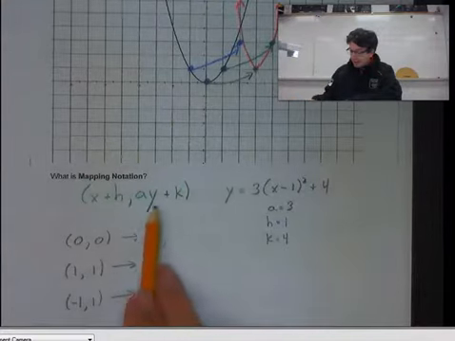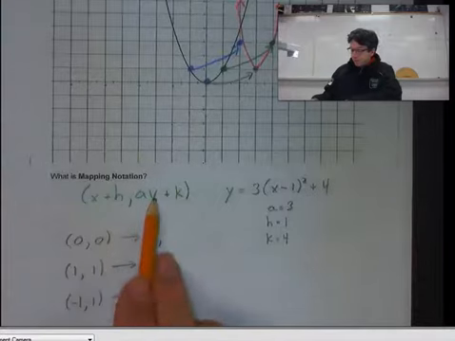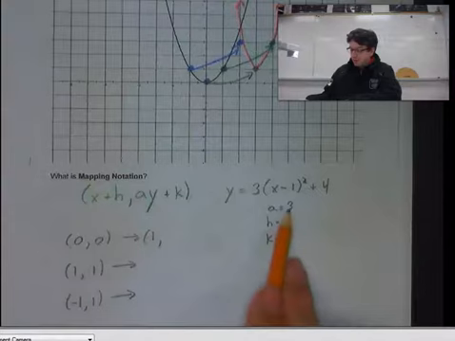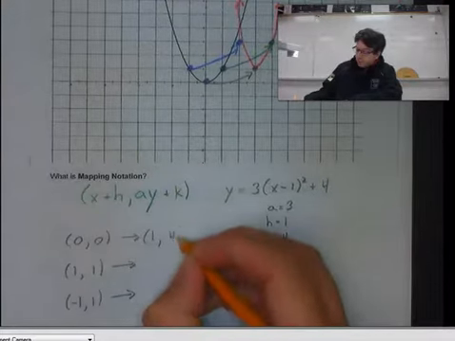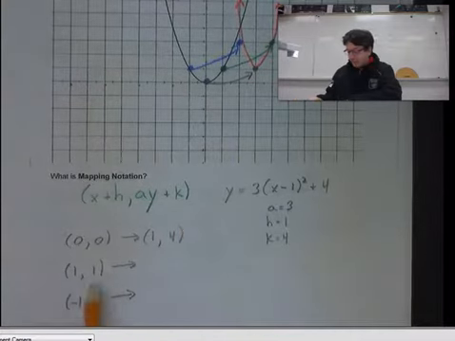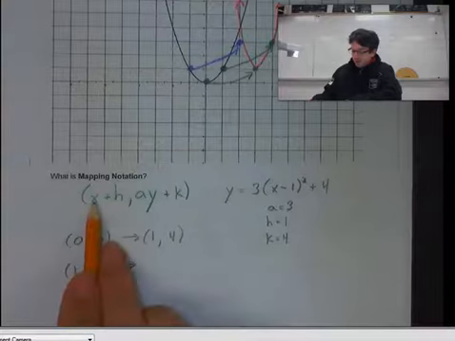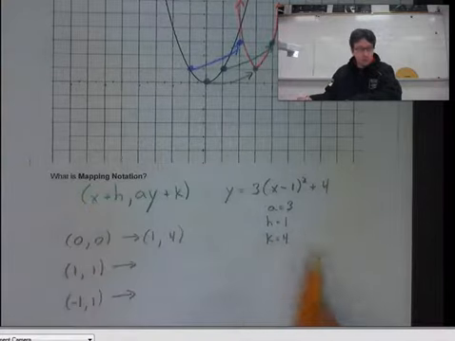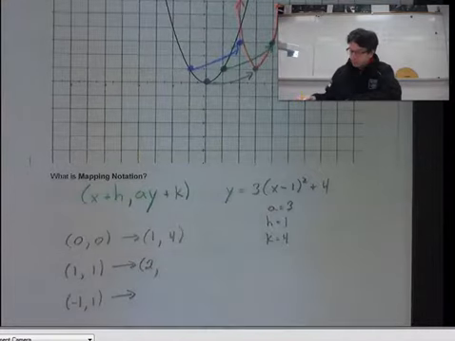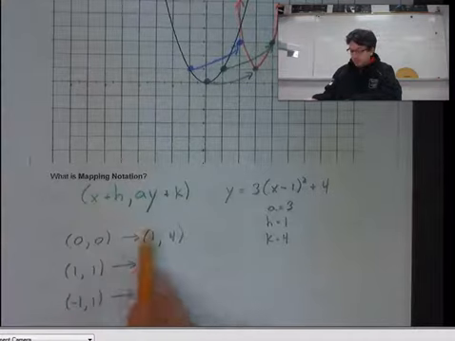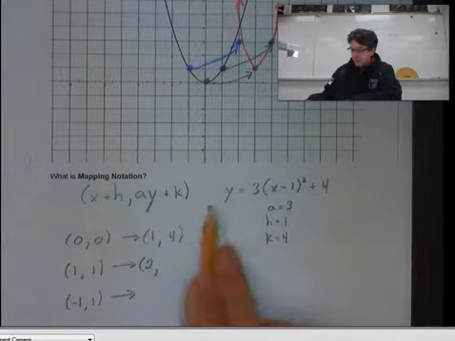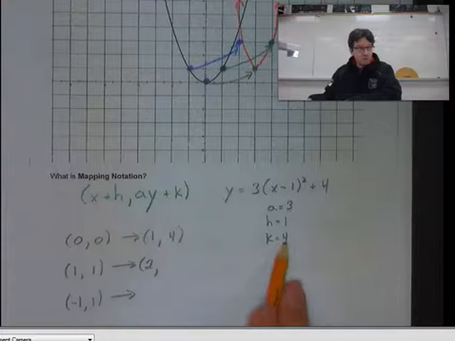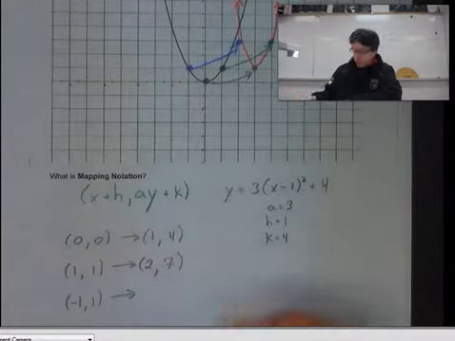Okay. Next, we're going to take our y coordinate, which is 0, multiply it by a, which is 3. So 0 times 3 is 0. And then we're going to add k, which is 4. So 0 plus 4 is 4. Okay, let's do it again for the next point. So x is 1, and we're going to add h, which is 1. 1 plus 1 is 2. Take our y coordinate, which is 1, multiply by a, which is 3. So 1 times 3 is 3. And then add k, which is 4. So 3 plus 4 is 7. There's our next point.